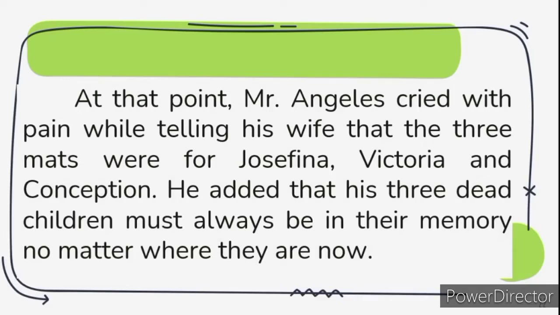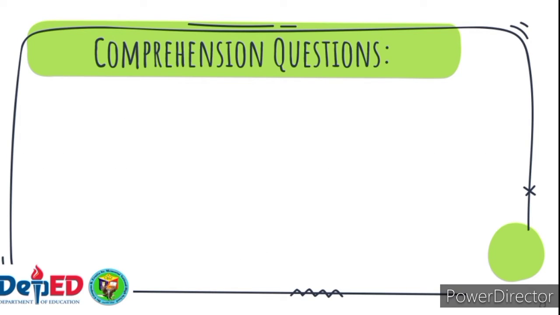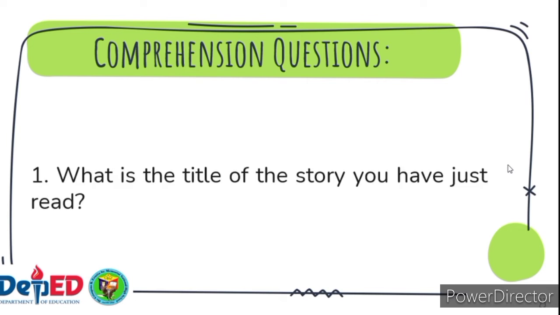At that point, Mr. Angeles cried with pain while telling his wife that the 3 mats were for Josefina, Victoria, and Concepcion. He added that his 3 dead children must always be in their memory, no matter where they are now. And now, you are ready to answer the comprehension questions. Write your answer on your paper.